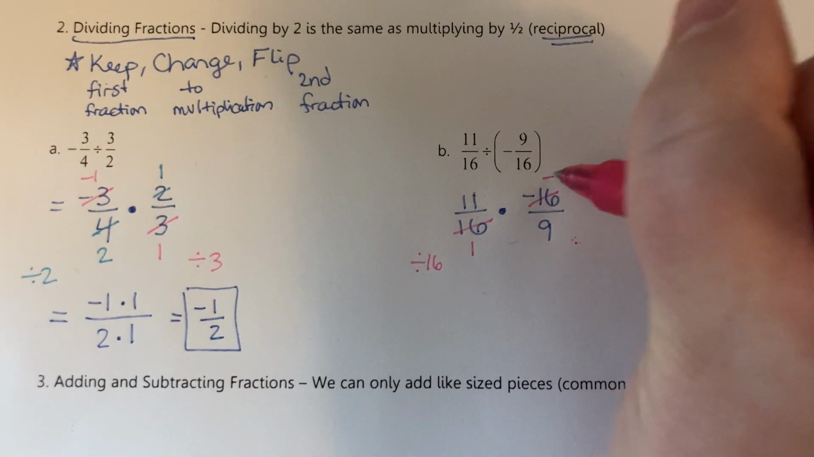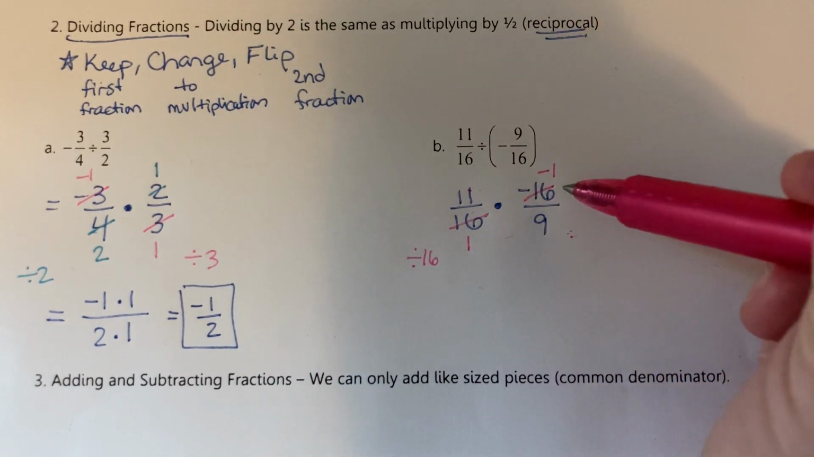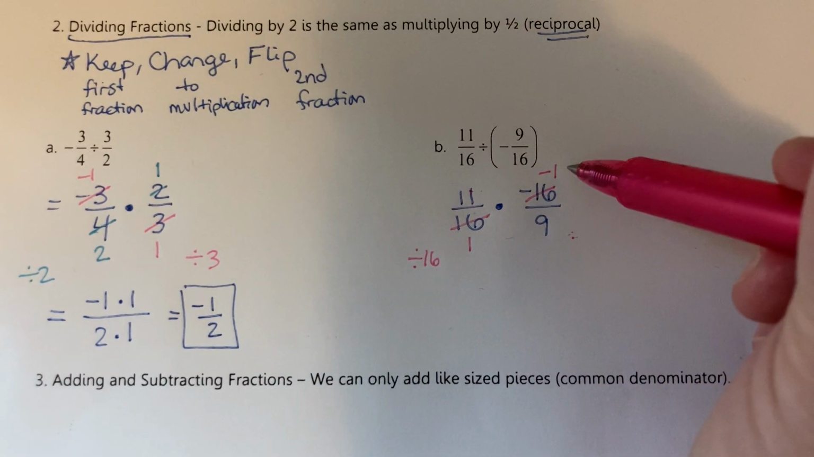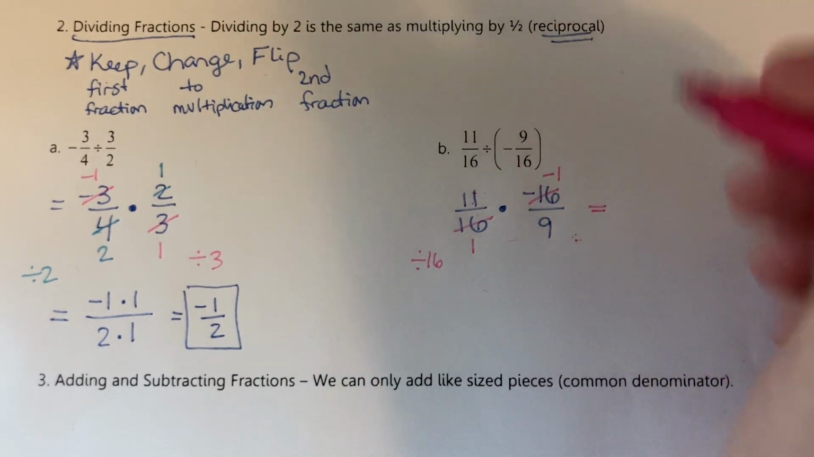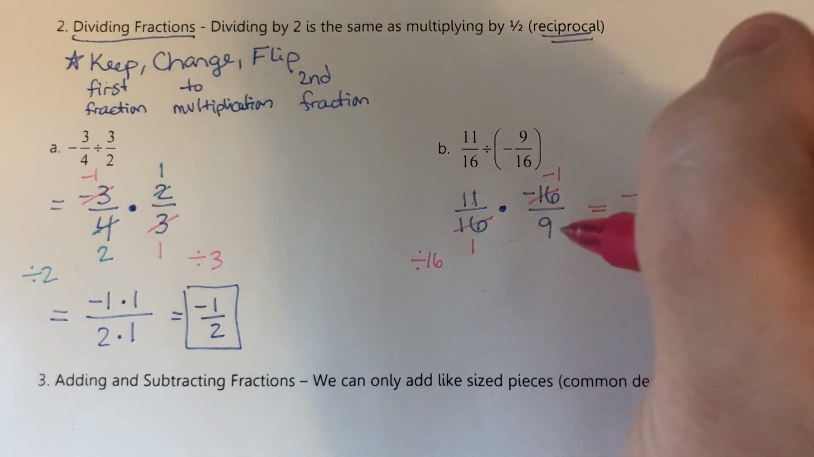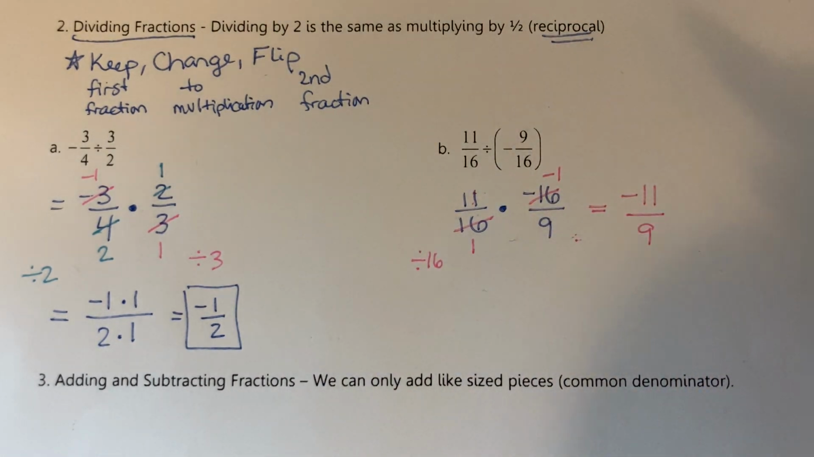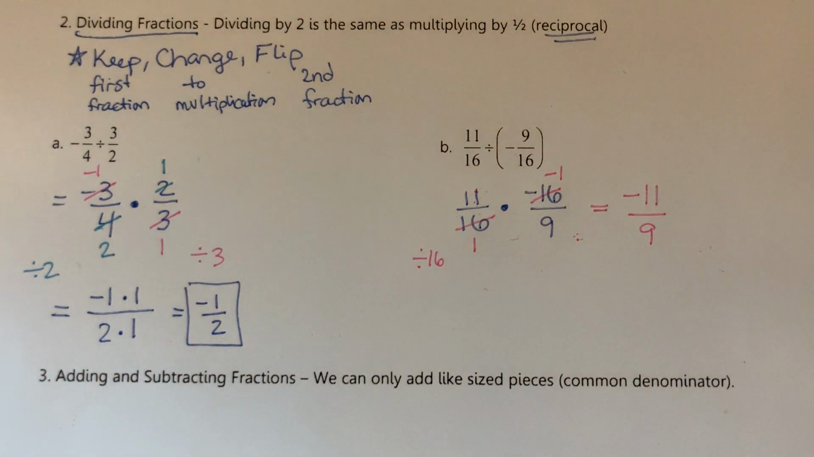But if I reduce this, I have 16 divided by 16 is 1. Negative 16 divided by 16 is negative 1. Then it's just 11 times negative 1 is negative 11 in the top, and 1 times 9 is 9. It makes it just a lot easier to do that cross-canceling as a first step, rather than waiting till the end to reduce your fractions.